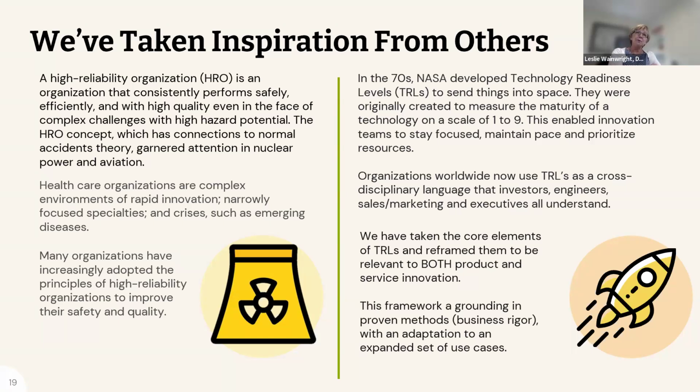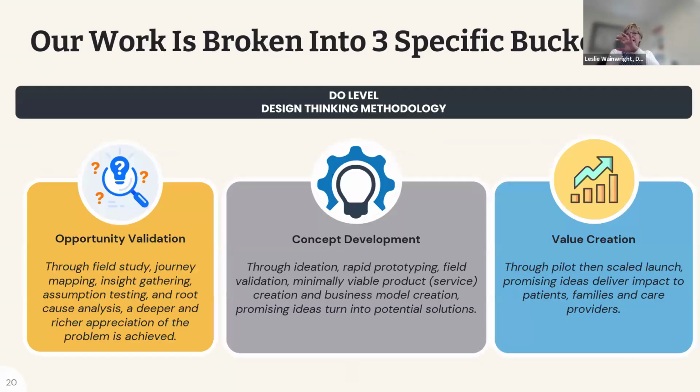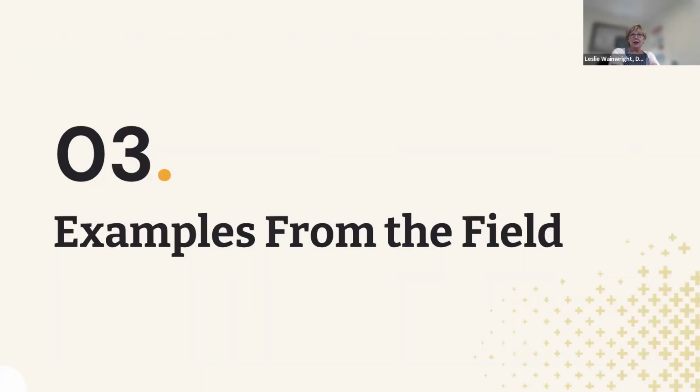So on the next slide, you can see the 3 higher order buckets for what those 1 to 9 steps look like: opportunity validation, concept development, and value creation. And for the duration of our webinar, where we're giving specific examples around how this methodology plays out, we're going to dovetail into those 3 particular buckets. So on the next slide, we're going to now move to examples in the field in each of those areas. And Adam's going to kick it off with bucket number 1.